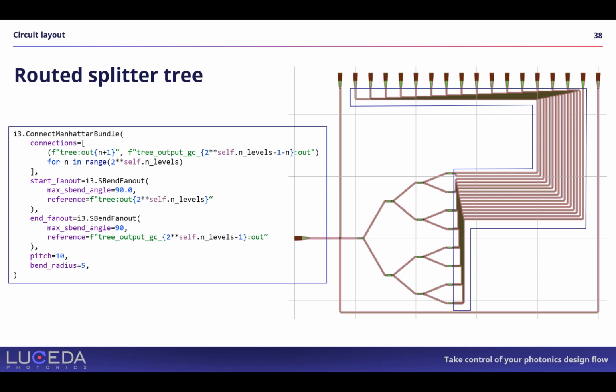Lastly, we use i3.connectManhattan bundle. So we create a connections list, which uses list comprehension to dynamically generate the connection pairs. We then use a loop to iterate over a range starting from 2 up to the value of self n levels. This represents the number of levels in the design. We implement the bundled connections using i3.sbend fan out, with an angle of 90 degrees at the start and end of the fan. The pitch refers to the distance between each connection.